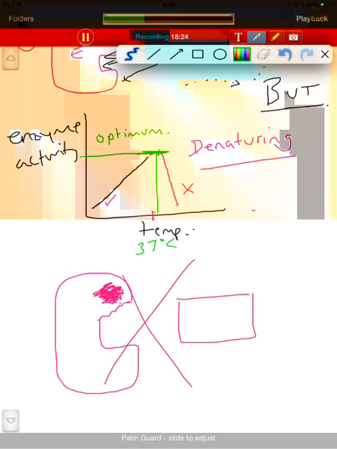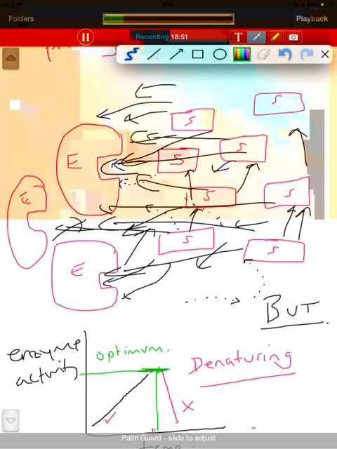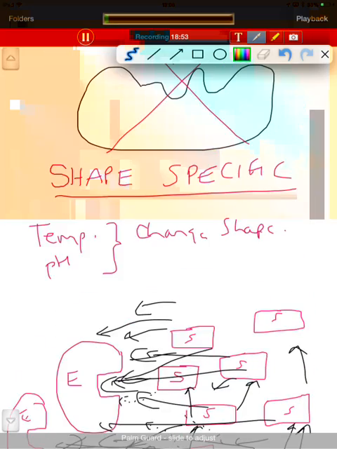And lo and behold, our cells are kept by homeostasis and thermoregulation, which is the regulation of your temperature, at about 37 degrees C. If you get a fever and your body overheats, you enter this zone and your enzymes will start changing shape. They no longer can do the processes, the activities they're meant to do, and you're in trouble.